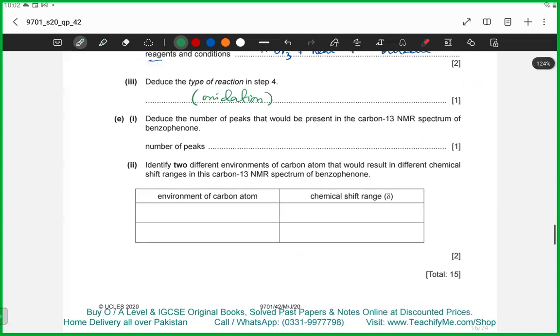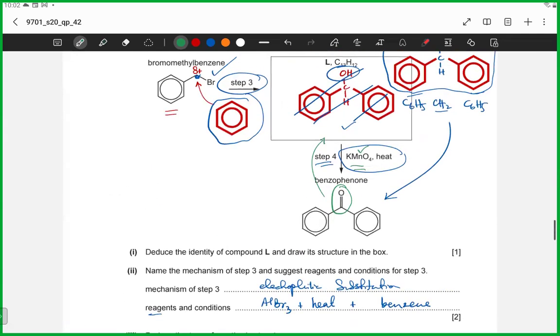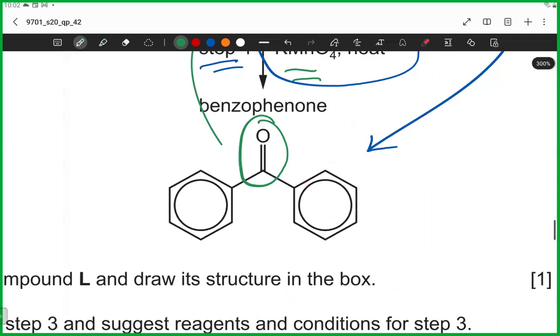Deduce the number of peaks in the carbon-13 NMR of benzophenone. Where's benzophenone? It's this one, right? So the number of peaks. Starting with the first one, this one is slightly tricky. These two are exactly the same. Okay, that's your first peak. You clear that these two have exactly the same chemical environment? I said these two are exactly the same, and they're exactly the same as these two, right? So that's your second peak. All these carbon atoms are in the same environment.